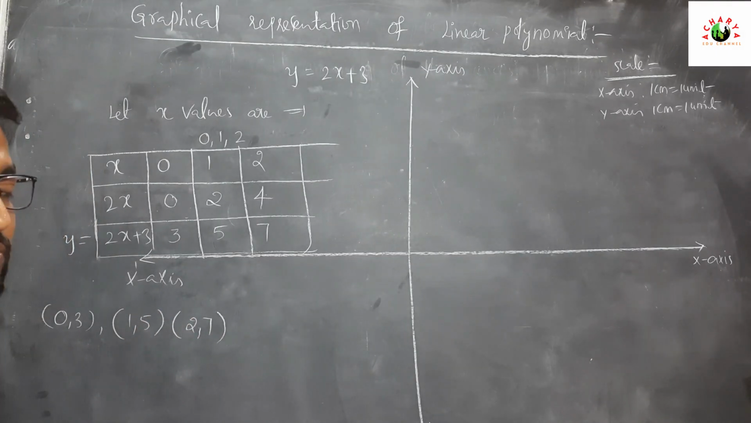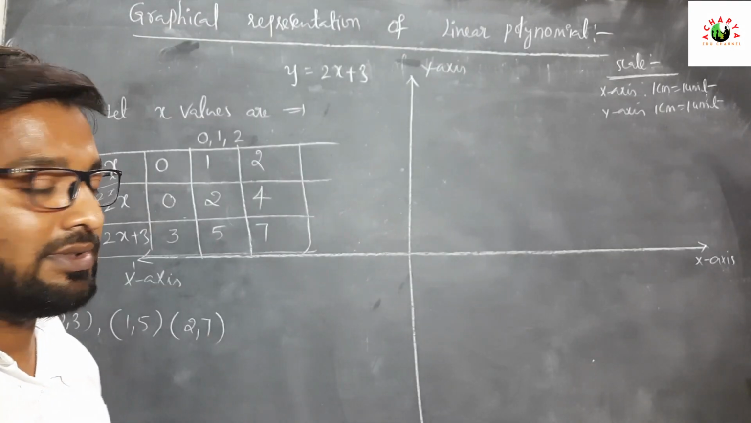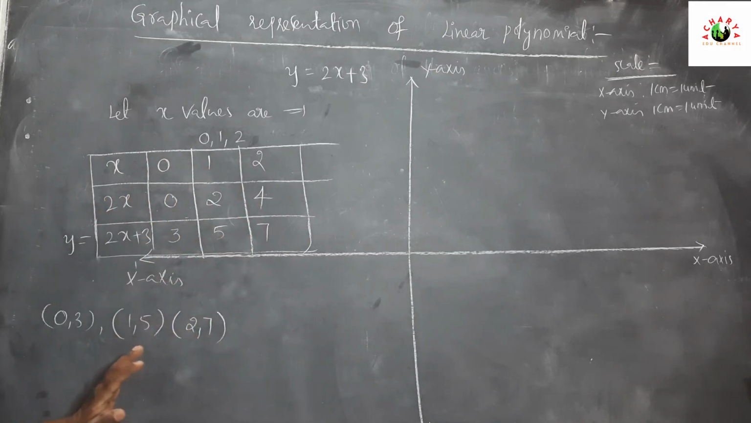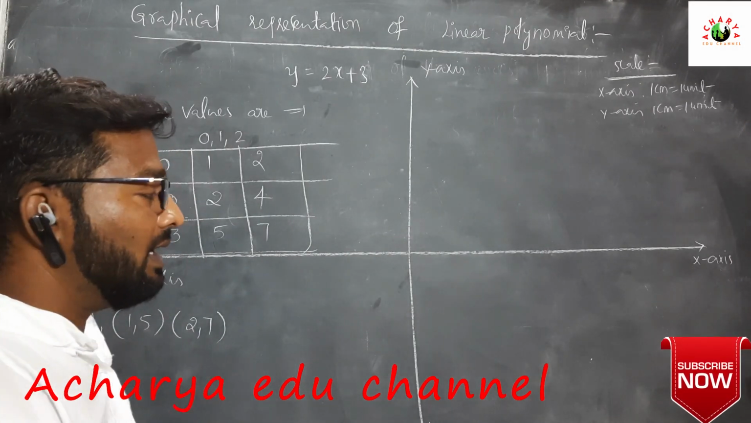Some negative values also you have to take. That is not a problem. Some negative values and some positive values. Okay. So here 0, 3, 1, 5, 2, 7. These 3 points, how we can plot the points on the graph?